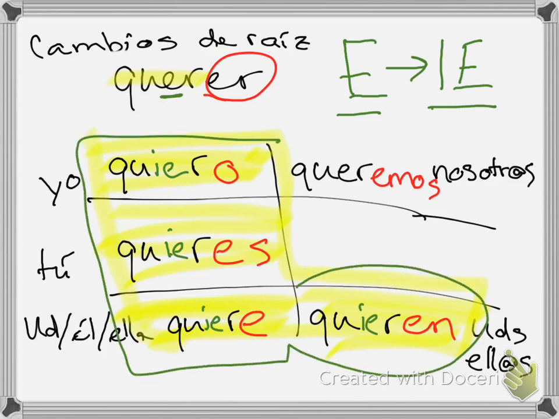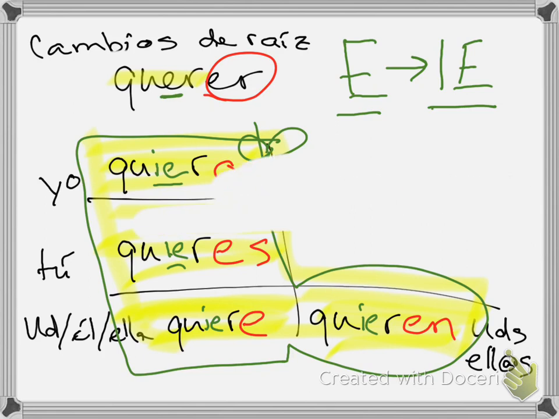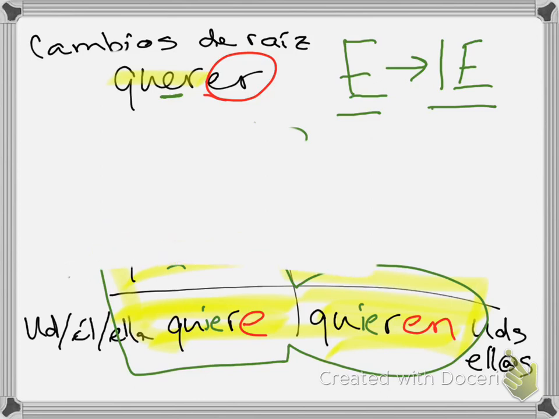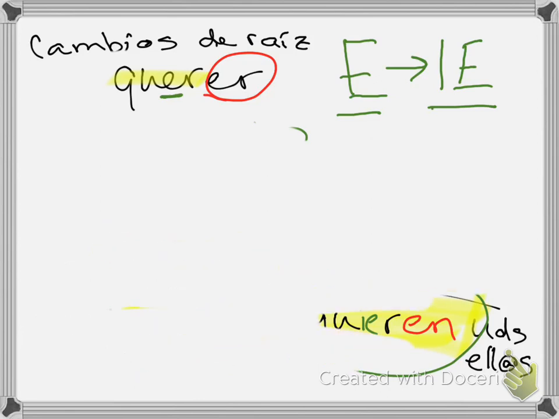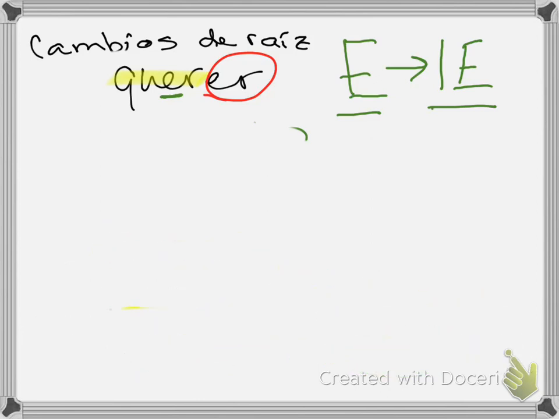Some people call these boot verbs because they say it makes a boot. Kind of a weird looking boot, but I get it. I've called them that before too. Okay? So we have our stem change, our E to an IE. There are quite a few verbs that make this change. And they have all sorts of different endings. They're not just all ER verbs or IR verbs or even AR verbs. They include all of them, okay?